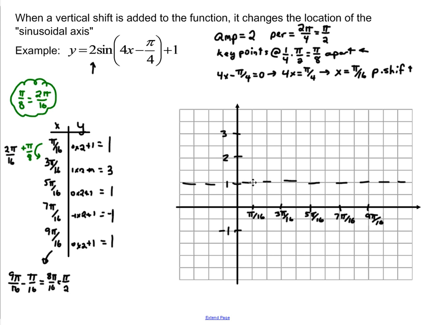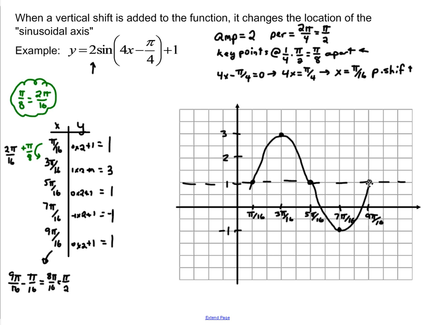So at pi over 16, I'm going to get 1. 3 pi over 16, I said I was going to get 3. 5 pi over 16 back to 1. 7 pi over 16 to -1. 9 pi over 16, one cycle ends at 1. And when we graph our function in there, we get this sine function shape in between all of these points that we plotted right here. Okay, so that's a really quick way of getting all those values.